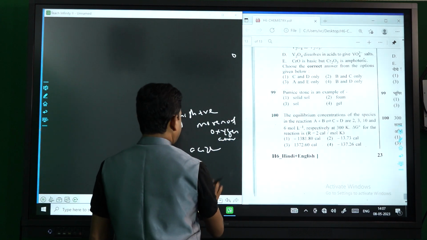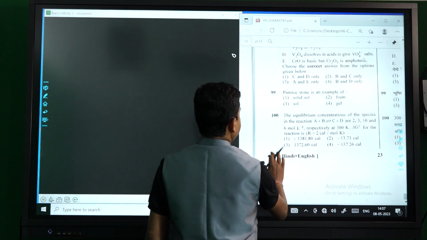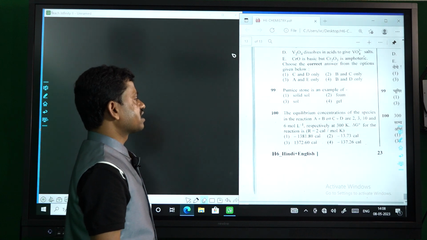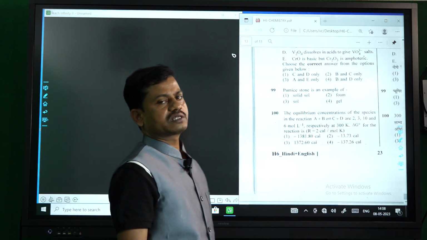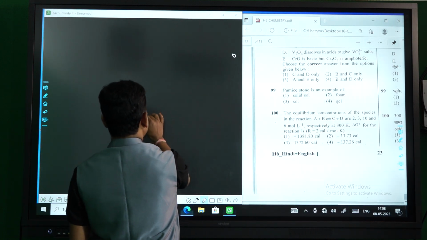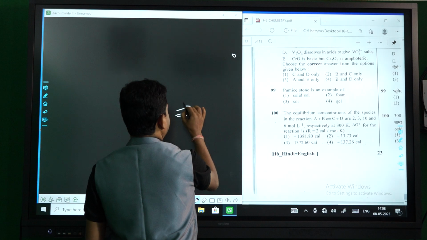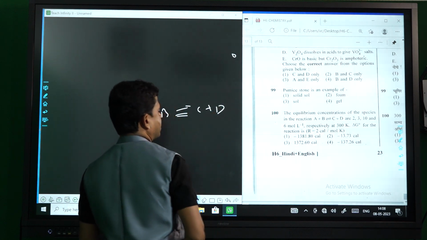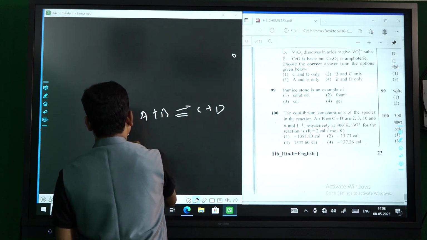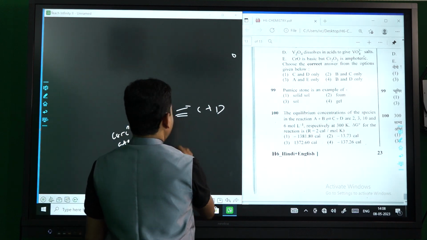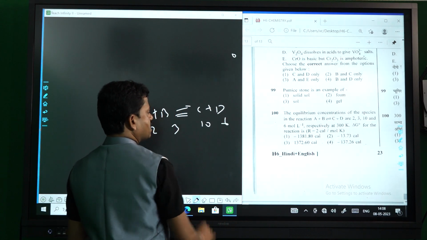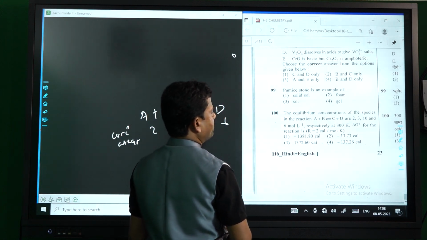Question number 100, the last question of the 2023 NEET chemistry, comes from the equilibrium chapter of 11th class chemistry. The equilibrium concentrations of the species in the reaction A plus B reversible to C plus D, with coefficients 1, 1, are given as 2, 3, 10, 6 mole per liter. Now calculate the value of delta G.